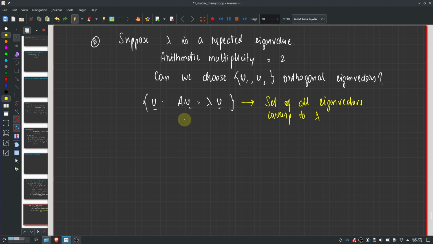Does everyone agree that this forms a vector space? How do you argue that this forms a vector space? Do you need to verify all of those 7 properties? It's just closed under linear combinations. You take any set of eigenvectors, take a linear combination of those eigenvectors, that will also give you another eigenvector. Right? So this forms a vector space.